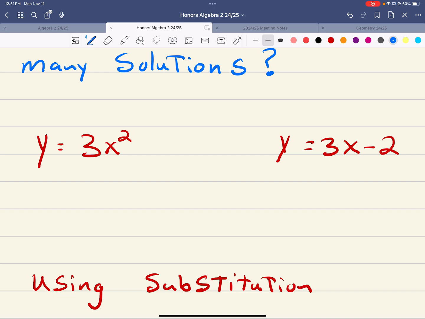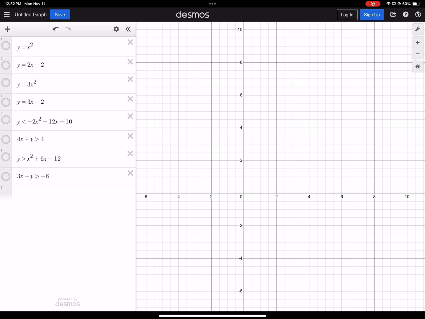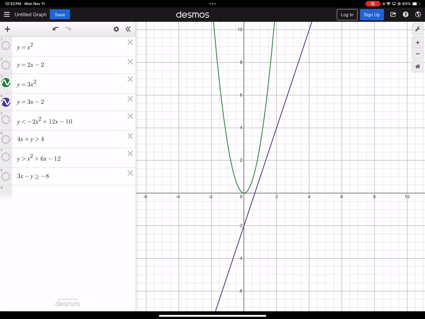One thing that's nice about Desmos is, as opposed to the graphing calculator where you always have to be solved for y, with Desmos you just put it in and it'll figure it out for you. How many solutions does it have? There it is. So no solutions? Okay, so we can tell if it has 0, 1, or 2 pretty easily, right?